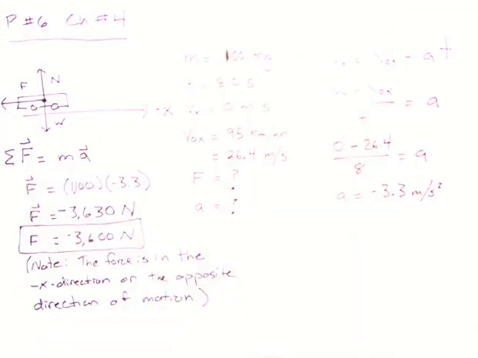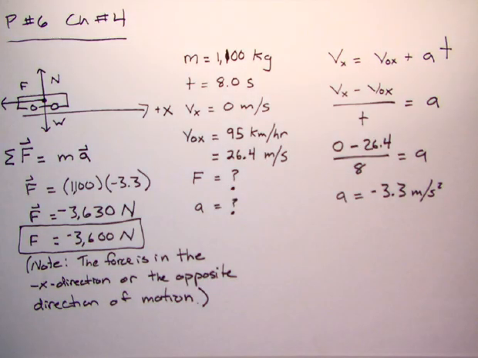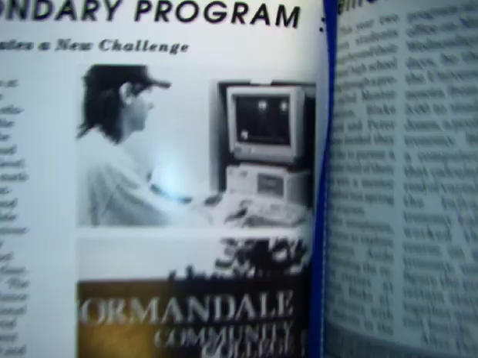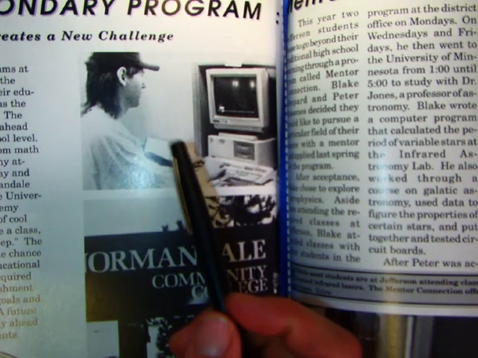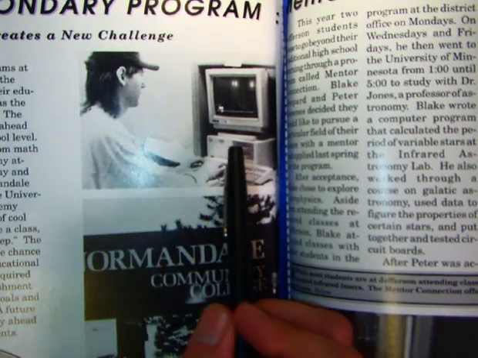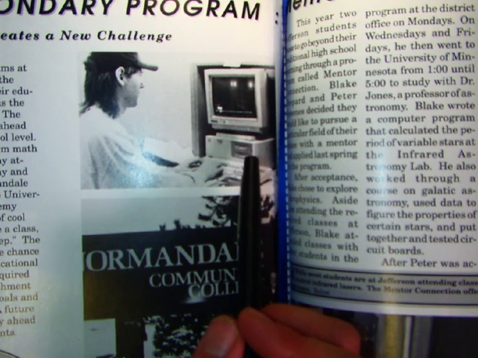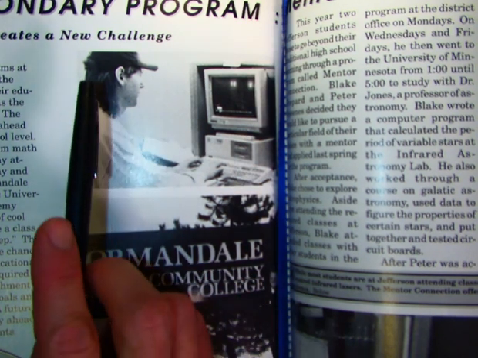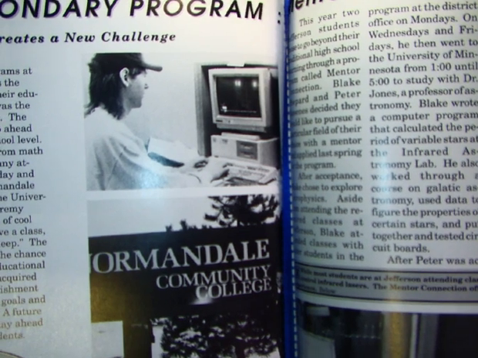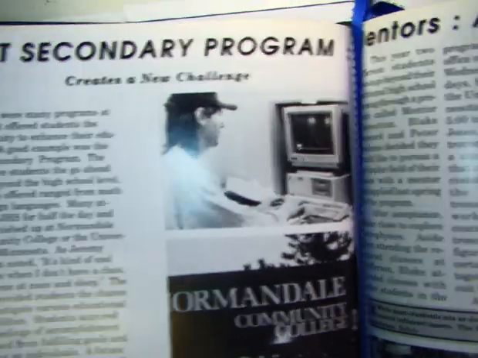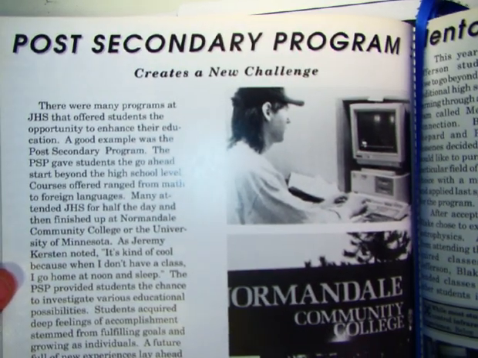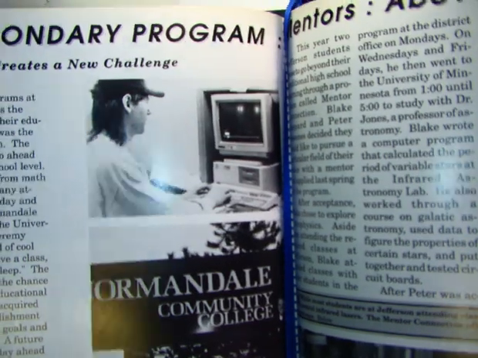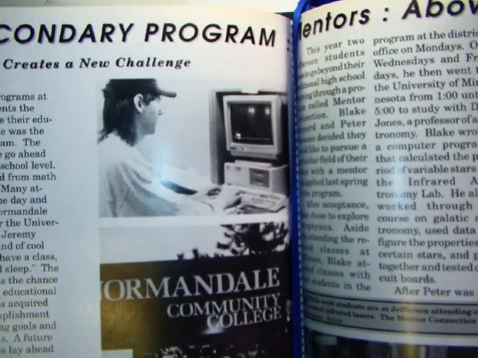That's right. This is an old yearbook from Jefferson High School. And if we look very closely, we will see a very handsome individual in front of a very high-tech computer. Notice this individual has very long, flowing, beautiful hair. Apparently, this is a page about the post-secondary challenge. So there we go. There's your picture from the Jefferson yearbook a few years ago.